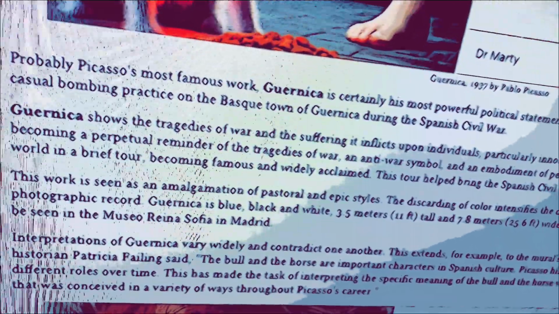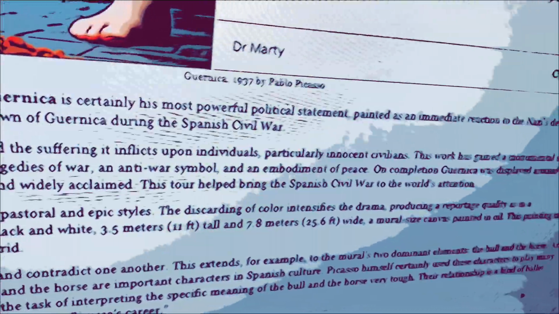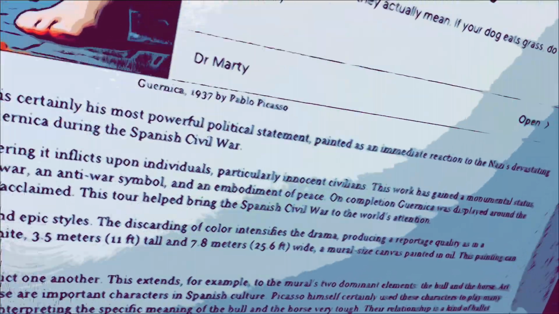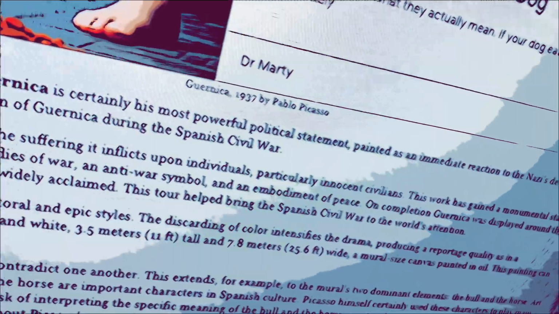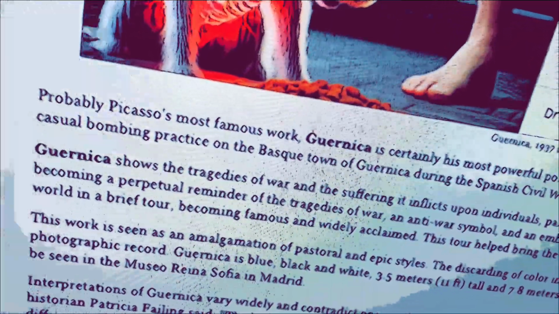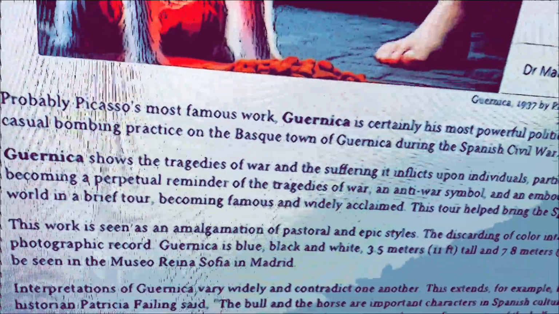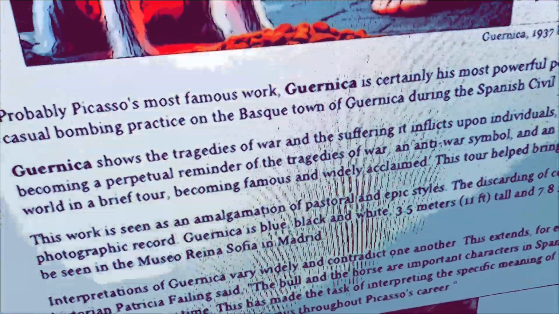Guernica shows the tragedies of war and the suffering it inflicts upon individuals, particularly innocent civilians. Now, I don't really do that so much. I rather focus on the violence of the individuals involved, and particularly, and we'll get to that when we get to the image.